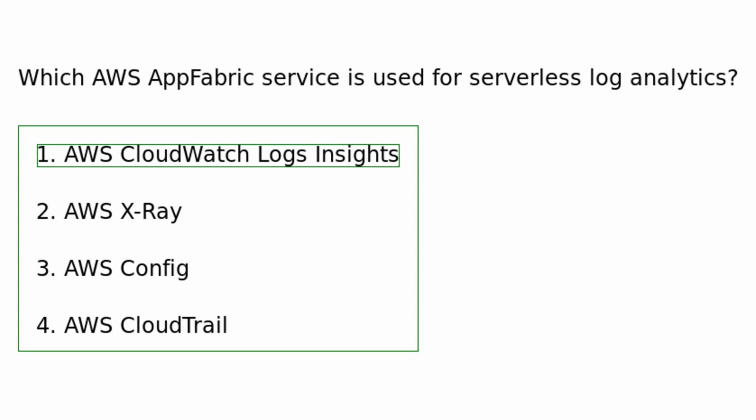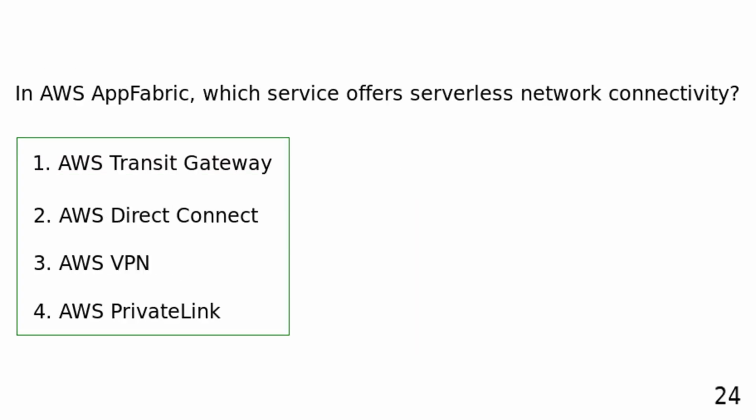AWS CloudWatch Logs Insights in AppFabric provides serverless log analytics, allowing developers to interactively search and analyze log data from Lambda functions and other AWS services. In AWS AppFabric, which service offers serverless network connectivity?